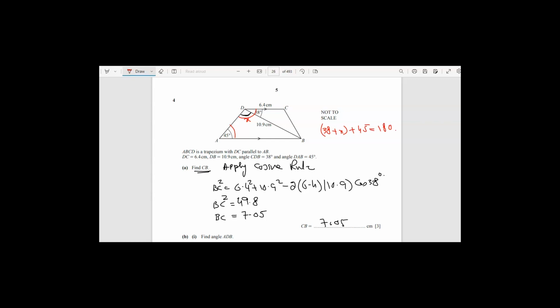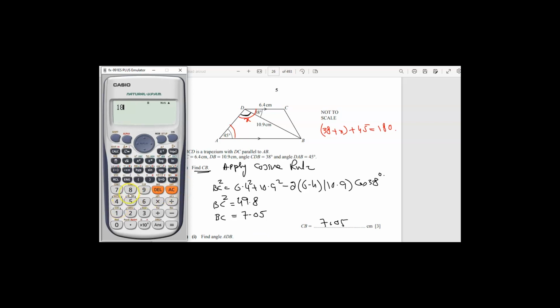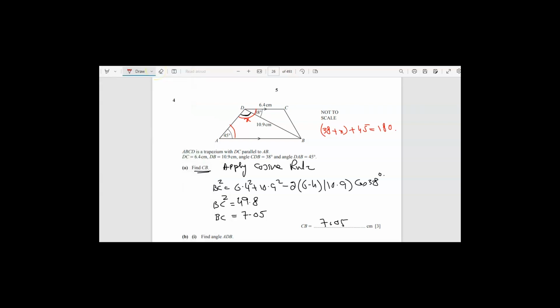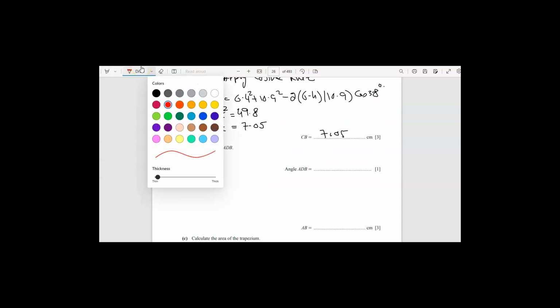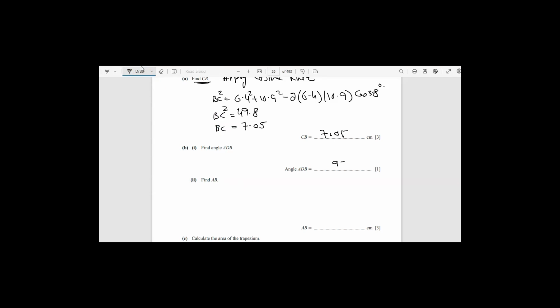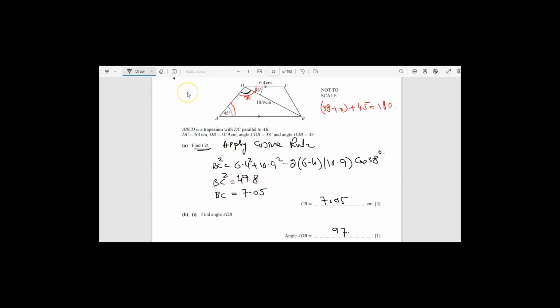So if I use the calculator here, 180 minus the bracket 38 plus 45, we'll get 97. So the answer is 97. You write here 97. This angle D is 97 degrees.